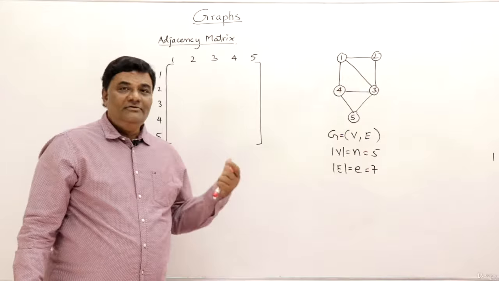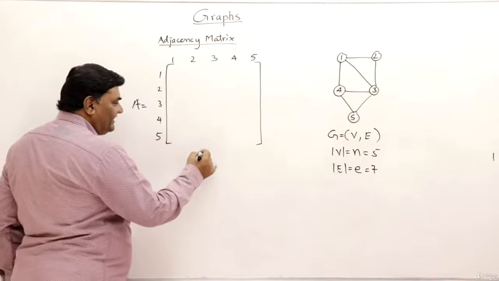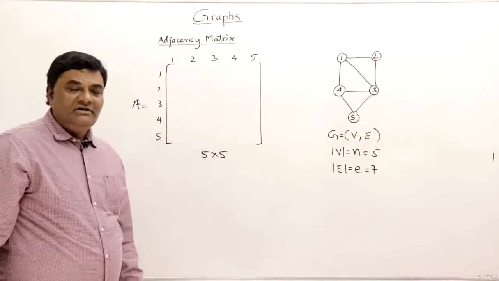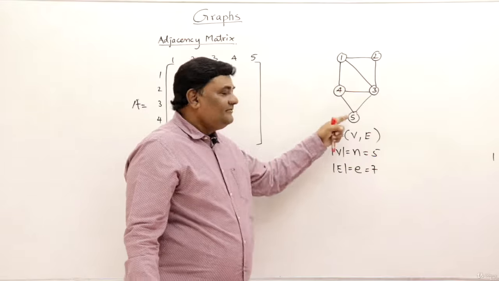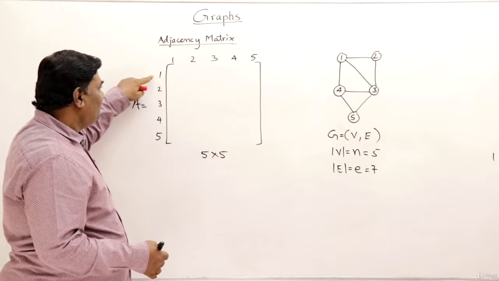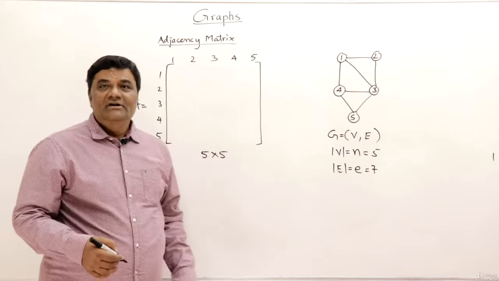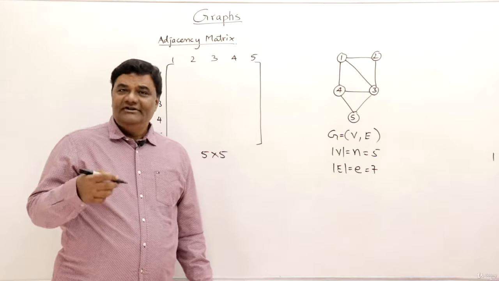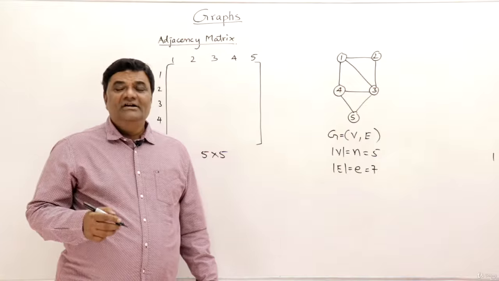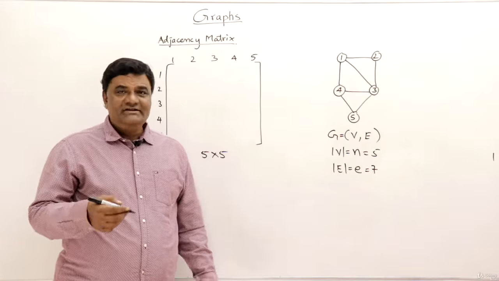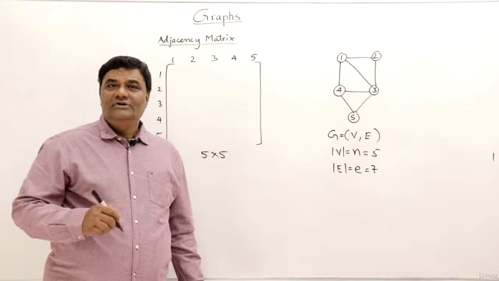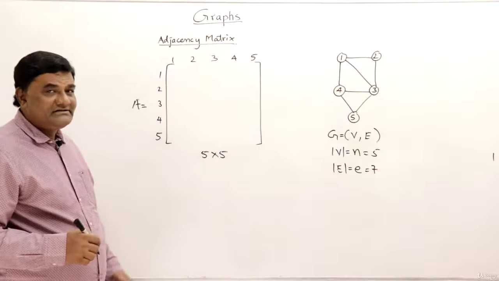For representing in the form of a matrix, I have taken a matrix of size 5 by 5. The vertices are starting from 1 onwards, so here also I have taken the matrix starting from 1 onwards. But really, when you use a C++ program, it may start from 0. So you can start from 0 and label the vertices from 0 onwards. Now let us see how to represent that graph in the form of a matrix.